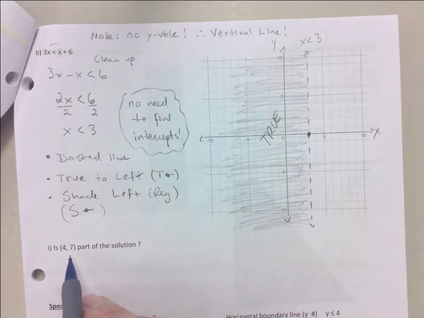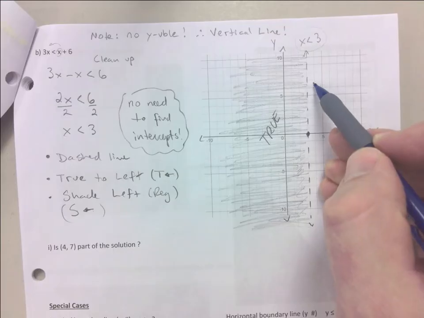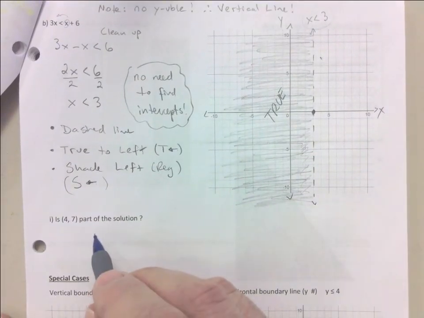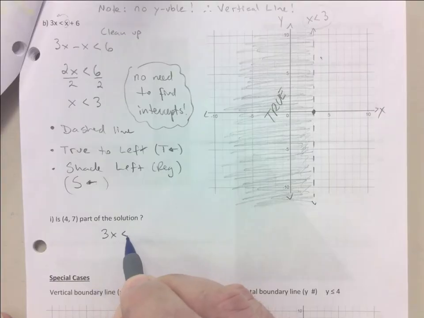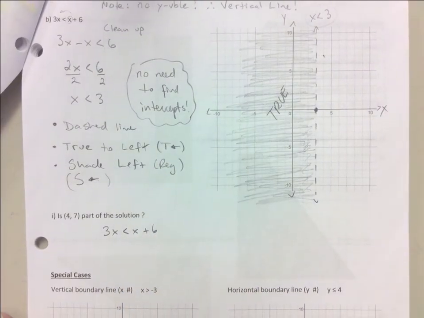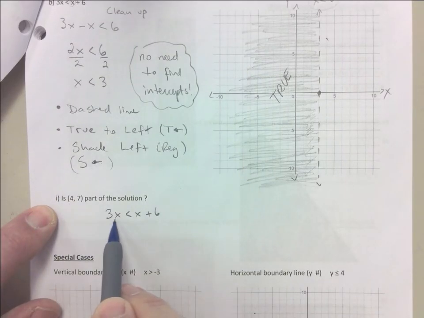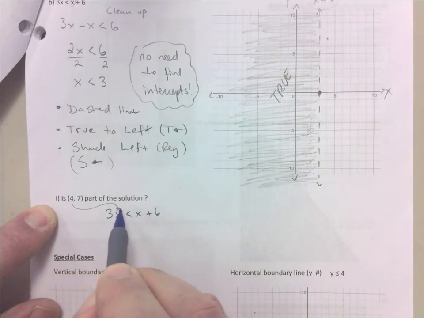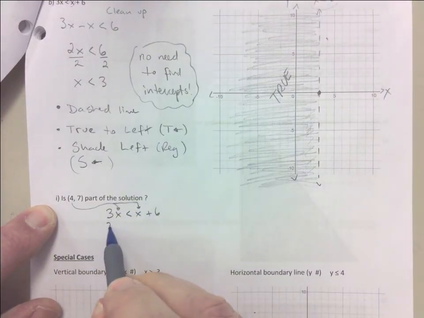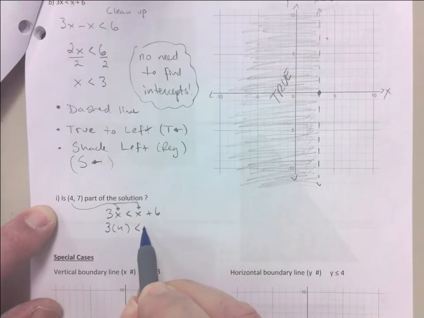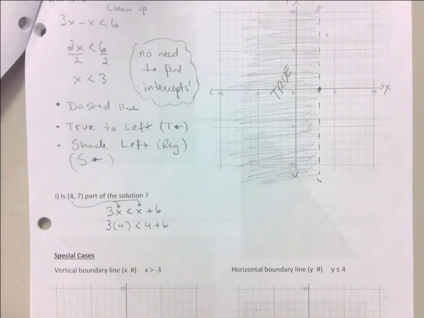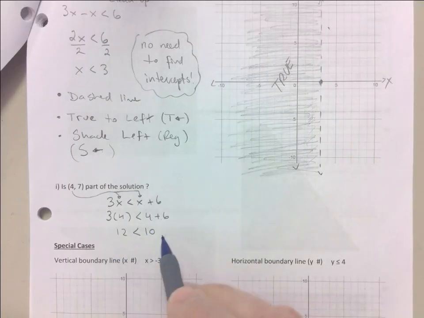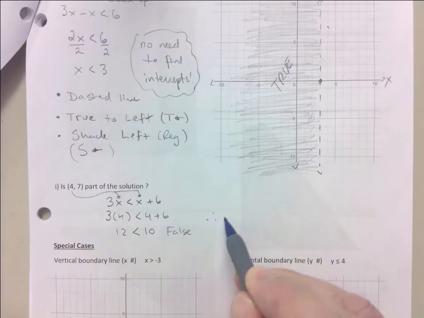Is 4, 7 part of the solution? 4, 7 is over here. It's not a solution, right? We know that already. But let's say I don't give you a graph. You just take the original, just in case you make a mistake. And we only have x's here. So we plug the 4 in there, and we plug the 4 in there. So it's 3 times 4 less than 4 plus 6. So 3 times 4 is 12. 4 plus 6 is 10. This is false. Therefore, not a solution.